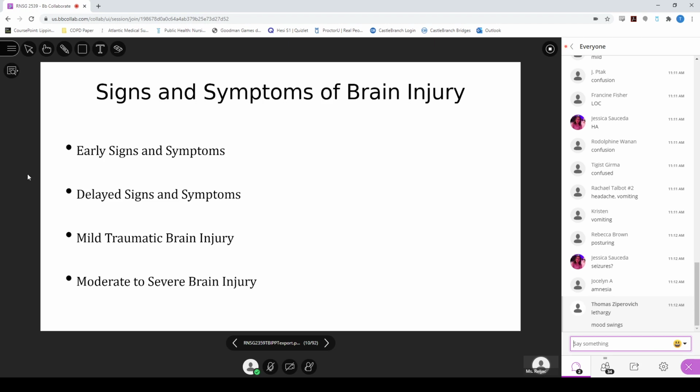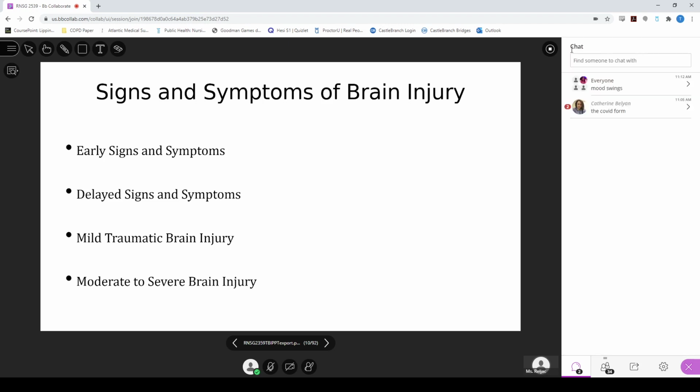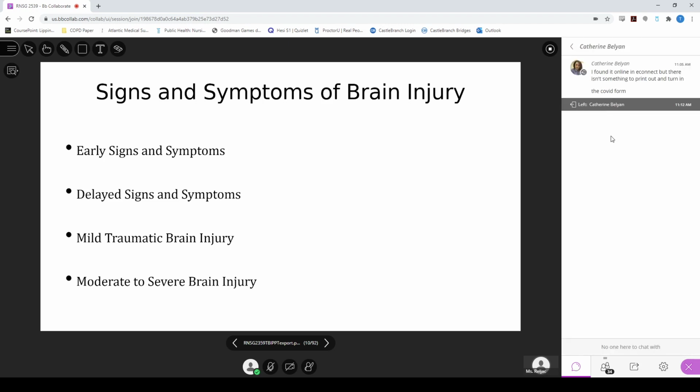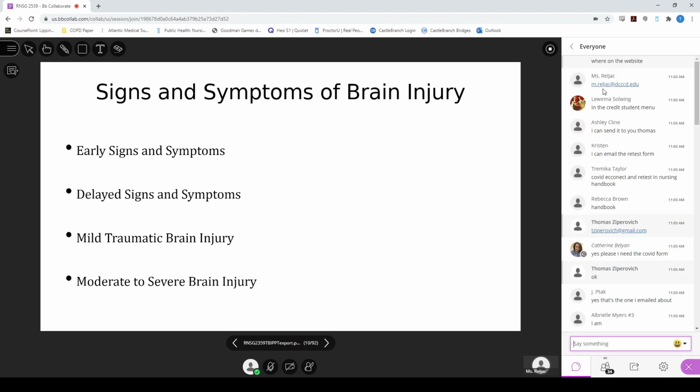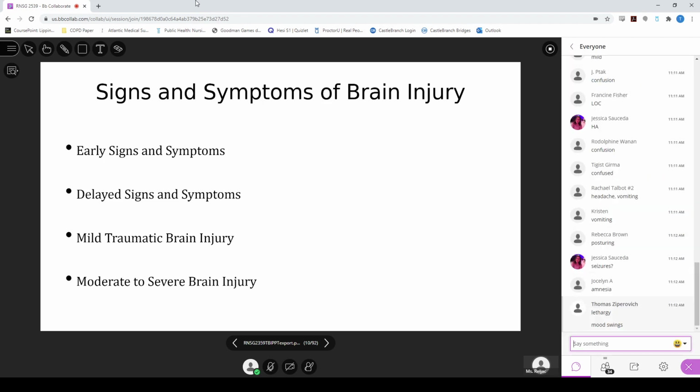Their concentration can be affected. They'll have headaches, the dizziness, the vomiting. Vomiting and nausea are almost with every head injury like this. They have the mood changes. They have difficulty sleeping, or they'll be sleeping more than usual.